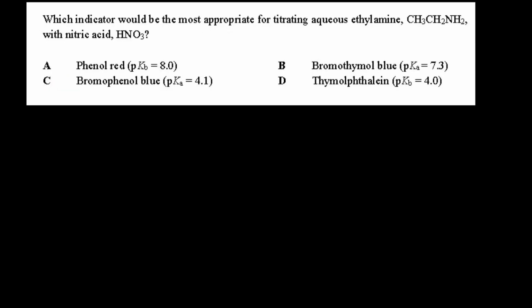Okay, so the question is which indicator would be the most appropriate for titrating aqueous ethylamine with nitric acid? We know that ethylamine, CH3CH2NH2, is a weak base because it is an organic base. And nitric acid is an inorganic acid, so this is a strong acid. So the equivalence point of this titration will be at pH less than 7.